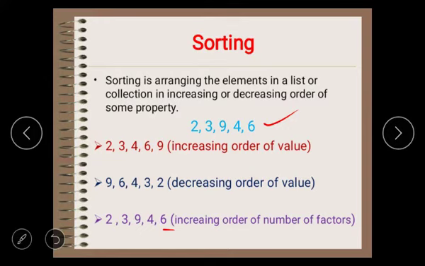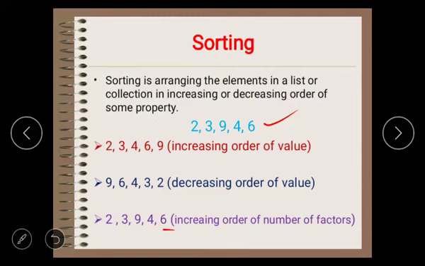That is the reason why, if we take the property increasing order of number of factors, then the number with fewer factors will come towards the beginning of the list. So that's why the rearranged list is 2, 3, 9, 4, 6 by considering the number of factors.